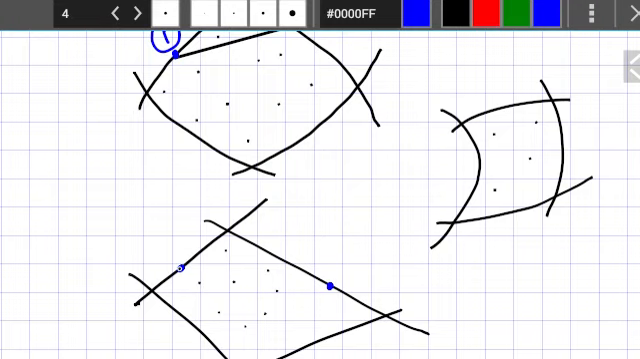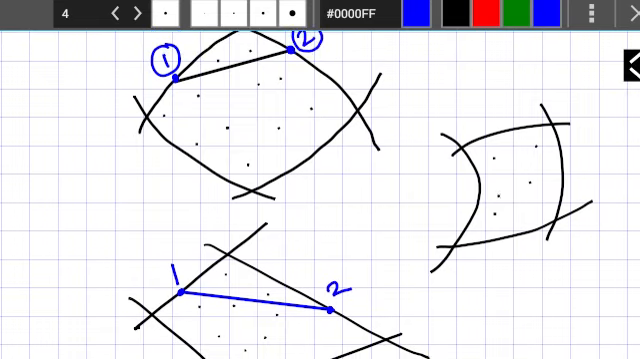I am joining these two points with this straight line, and here also this is your point 1 and this is your point 2. The same thing I will do for this one also. Suppose I take one point here and another point here; anywhere you can take two points. I am now joining these two points, so it will be like this.